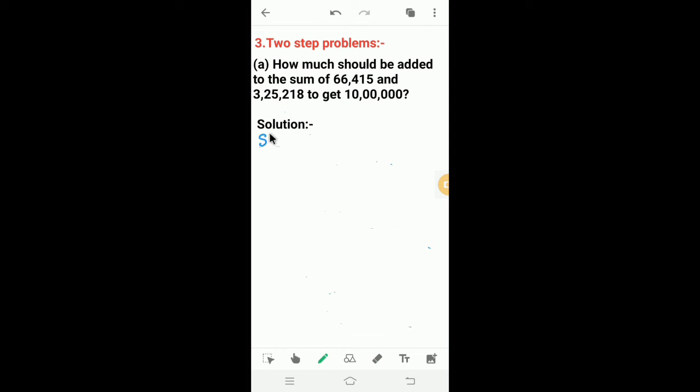In the first step, we have to add 66,415 and 3,25,218. So first I will write 66,415. So 5, 1, 4, 6, 6. Next I will write 3,25,218. 8, 1, 2, 5, 2, 3.